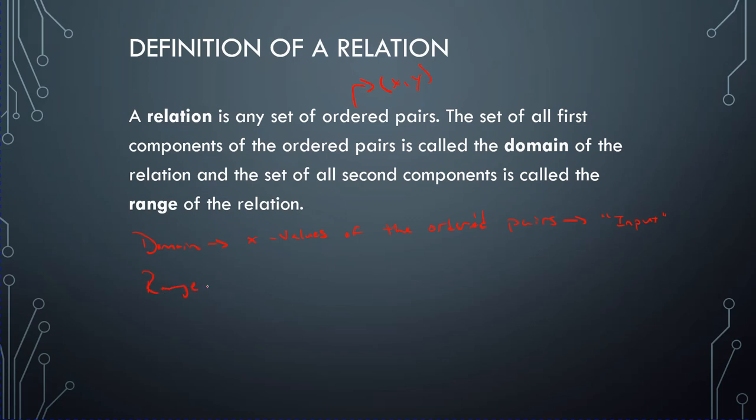And the range, you can think of these as the y values of the ordered pairs. The set of all the second components is called the range of the relation. The second component here is y, so the range is the y values of the ordered pairs. Think of this as the outputs. If you think about how we talked about graphing before, you picked your x value, inputted it into your equation, and got the y value, which was the output. So the domain is all the x values, and the range is all the y values.